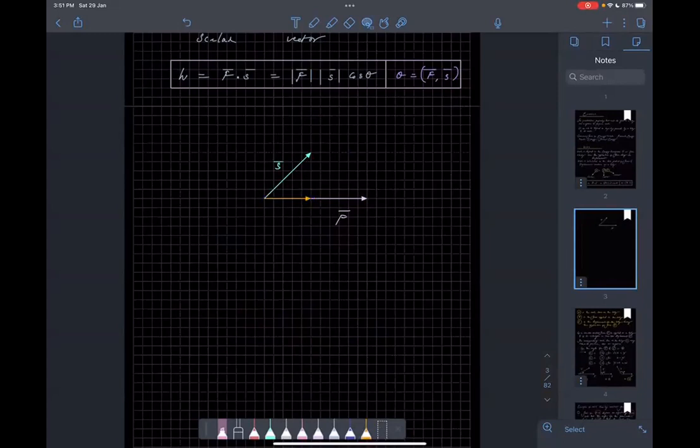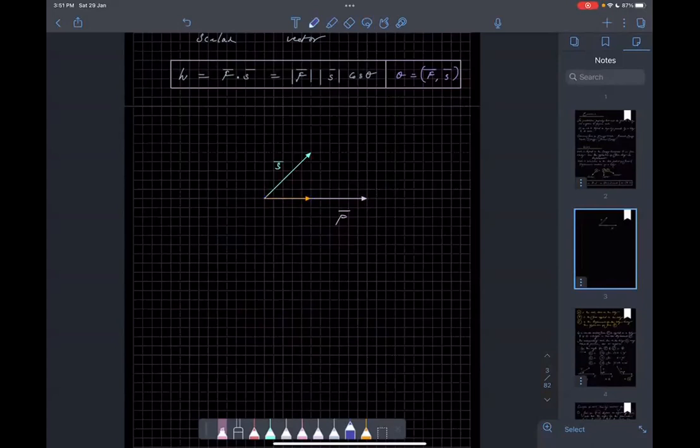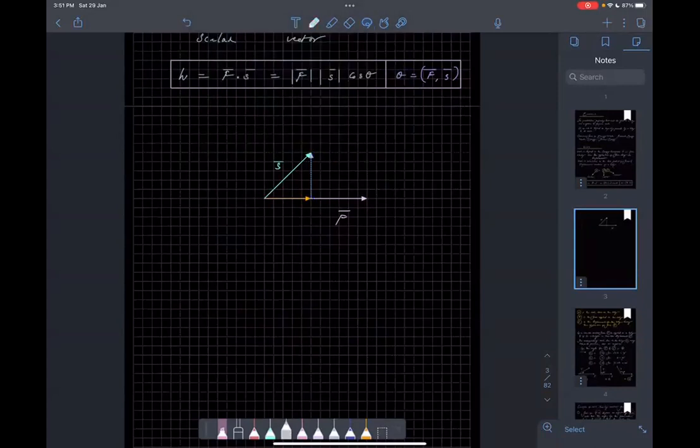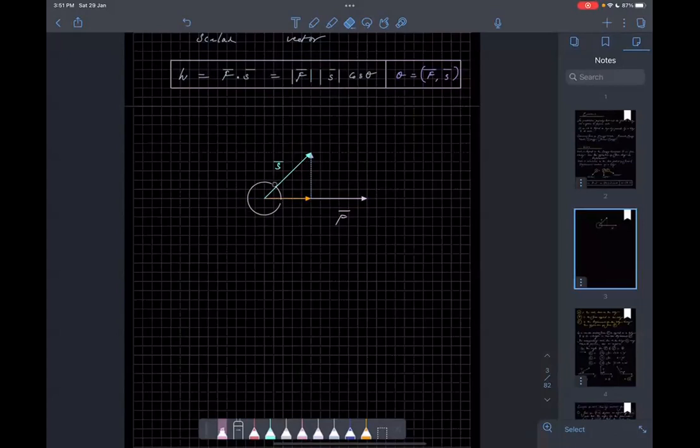One is this. I'll write in a dotted line, and the other is this. So this is the other component. These two are rectangular components of displacement. Do you agree? And the angle between the force and displacement is theta. So if the angle between force and displacement is theta, what is the component of displacement in the direction of force? Tell me.